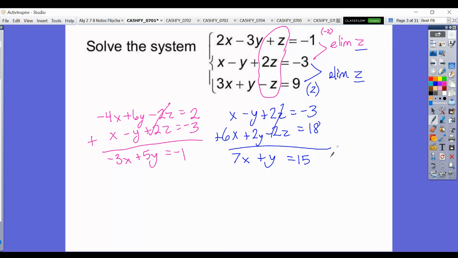Okay, so the whole point of that was we eliminated z. So now we can take these two equations and eliminate another variable. So we have the choice of x. So we have a -3 and a 7. Or we have the choice of y. We have a 5 and a 1. So I'm going to choose y, eliminate y, by multiplying this equation by -5.